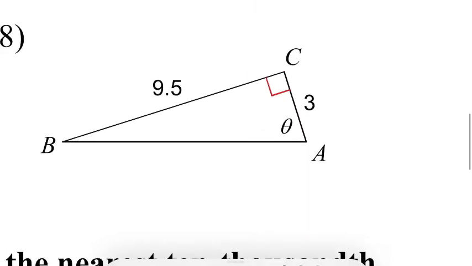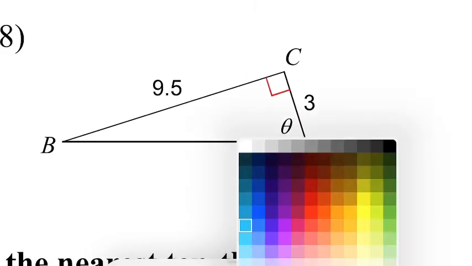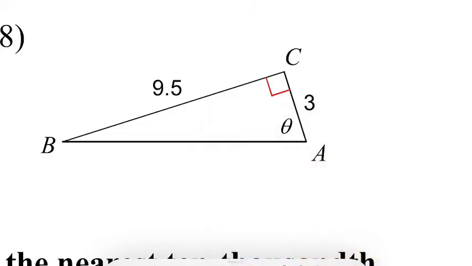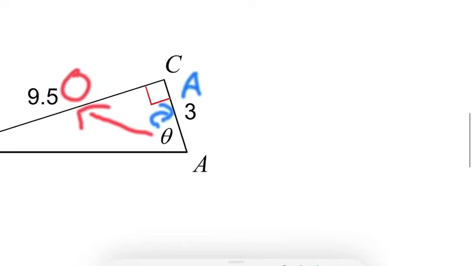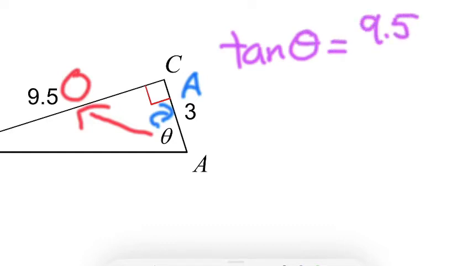For 8, you have your opposite. You also have your adjacent. So O and A is tangent. So we're going to have tan of theta equals O, which is 9.5, over our 3. So to get theta by itself, you have to do the inverse of tangent.